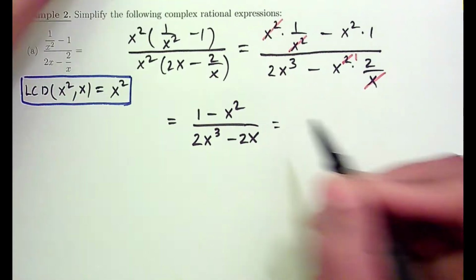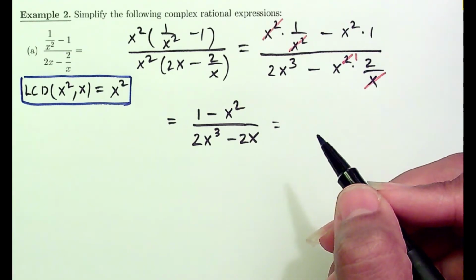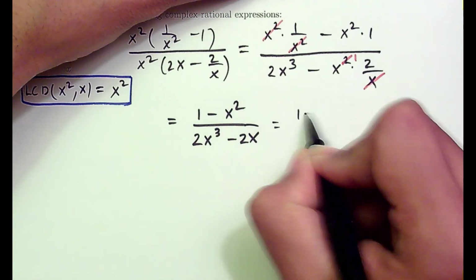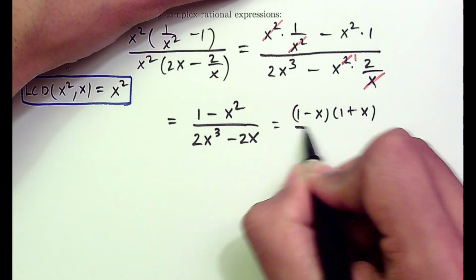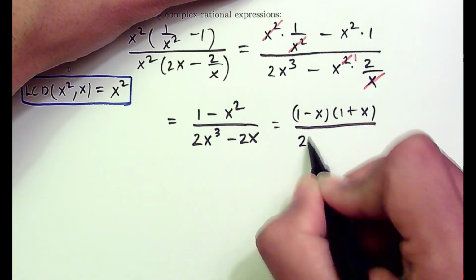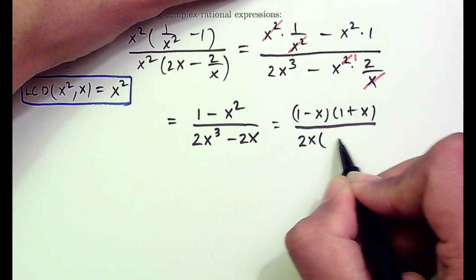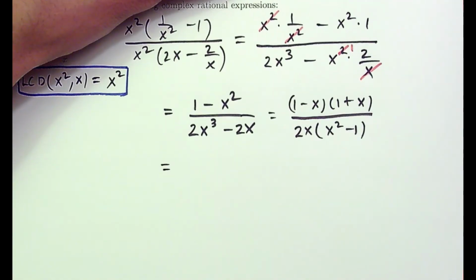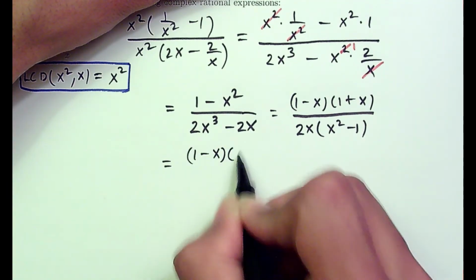And remember how you simplify rational expressions. All you have to do is factor as much as you can and cancel if there's anything repeated, and that's it. So factor in the top, that's the difference of squares. 1 minus x, 1 plus x. And the bottom, the GCF is 2x. And if I factor out a 2x, what do you get? You're going to get x squared minus 1. Okay, it's not factored as much as possible. We have to factor a little bit more.